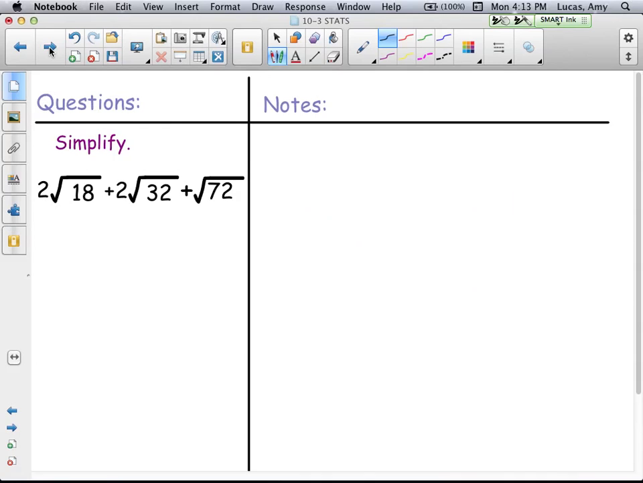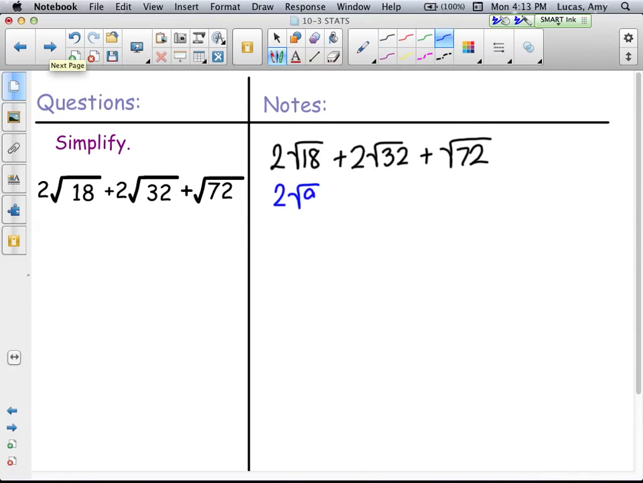Oh, now we've got some work to do on this one. We've got 3 of them. Okay, the first one, 18. Let's go with 9 times 2. The square root of 9 is 3. So 6 times the square root of 2.